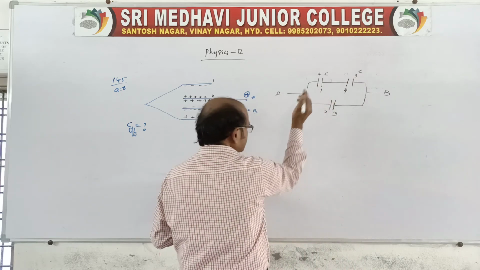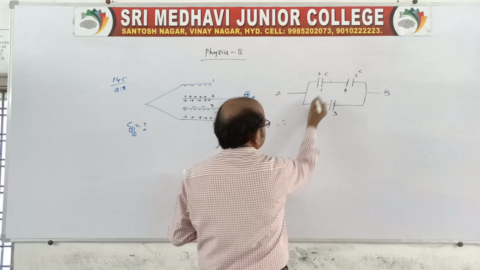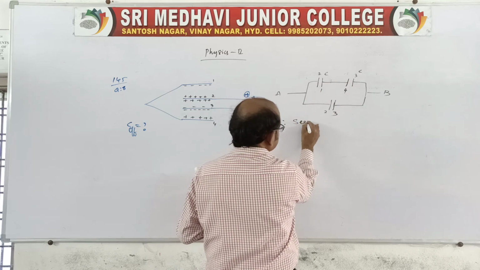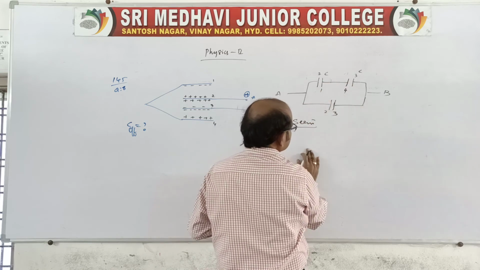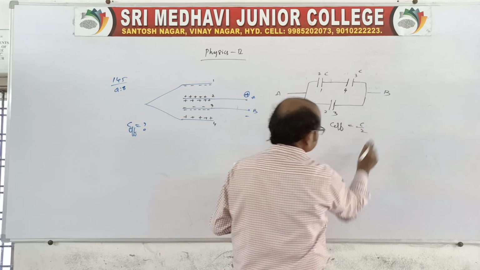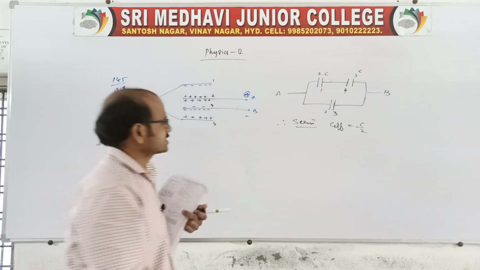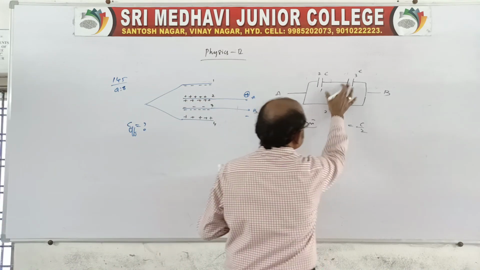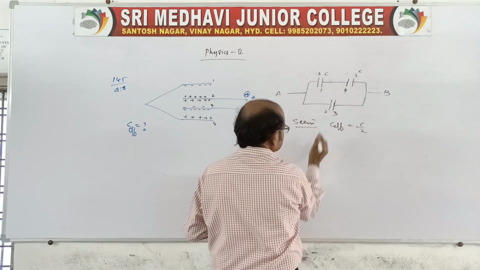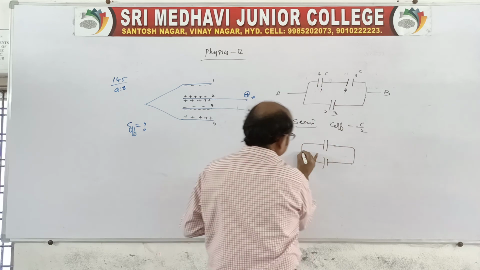What happens in the case of a series combination? The capacitance for these plates, these above plates are in series. For series combination, the effective capacitance is C by 2, because the capacitance is the same and there are two capacitors connected in series. And this total combination then becomes parallel.